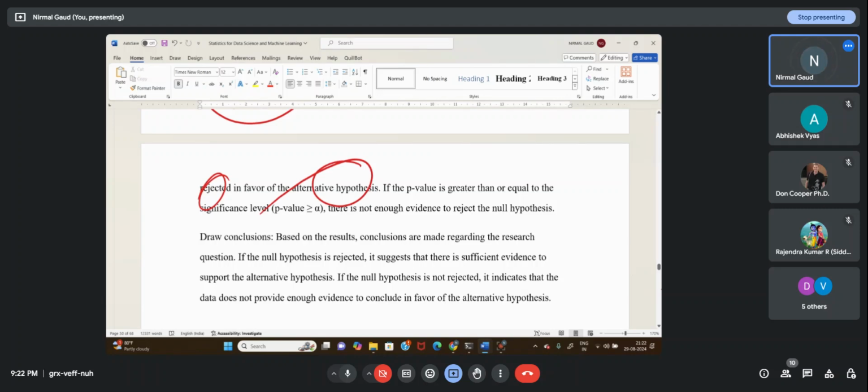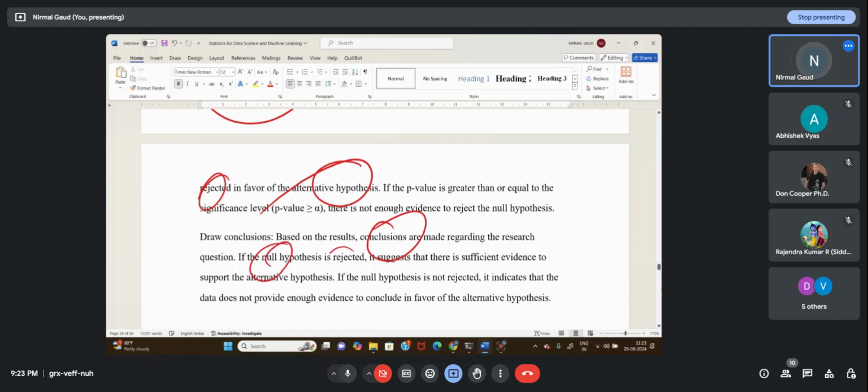Okay, so everything is maths. If you are saying something, prove it, apply some formula. You should have some threshold value, probability. So we can draw the conclusions.